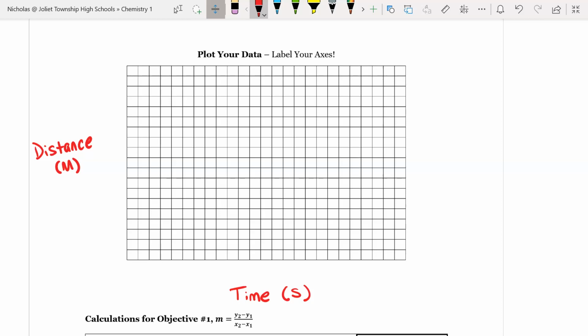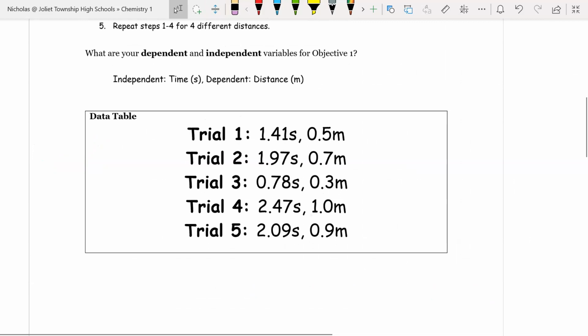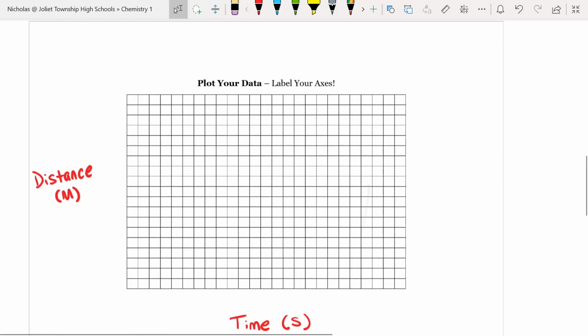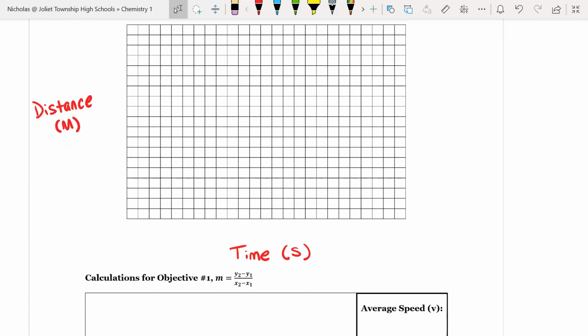Okay. Now, I'm going to take the time. If you look up here, the times go from 0.78 seconds up to 2.47 seconds. So on my graph, I'm going to count how many boxes there are, and I think there's about 25 or so. I'm going to skip every 2 boxes and put a mark like this all the way across.